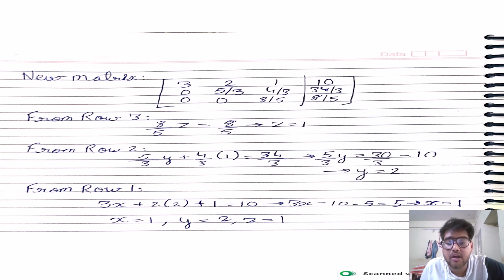And from row 1, 3x plus 2 into 2 plus 1 is equal to 10. So by solving this, the value of x will come 1. So after solving all these equations, we get the value of x is equal to 1, y is equal to 2, and z is equal to 1.